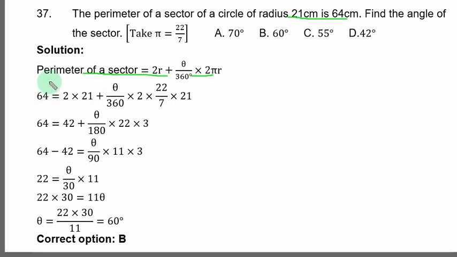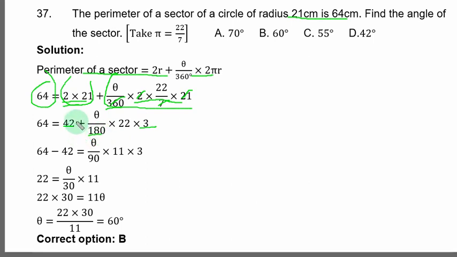The perimeter is 64, radius is 21, so you have 2 times 21 plus theta, which is unknown, over 360 times 2 times pi, 22 over 7 times 21. Note that everything here is 1/10 and this as well. Alright, so you have 64. If you multiply here, you have 42. You can divide 21 by 7 and you have 3. You can divide 360 by 2 and you have 180.